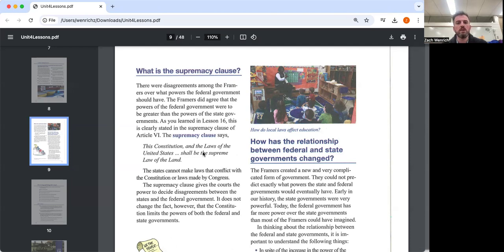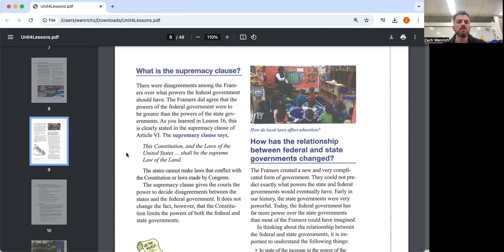So here is why ultimately the federal government is always going to win out. There's this thing called the Supremacy Clause. There were disagreements among the framers over what powers the federal government should have. The framers did agree that the powers of the federal government were to be greater than the powers of the state governments. As you learned in Lesson 16, this is clearly stated in the Supremacy Clause of Article 6.